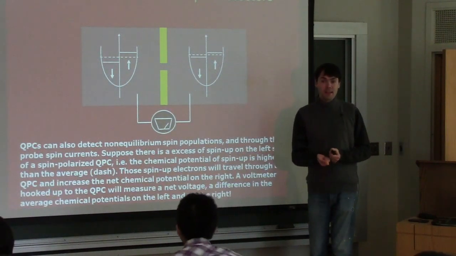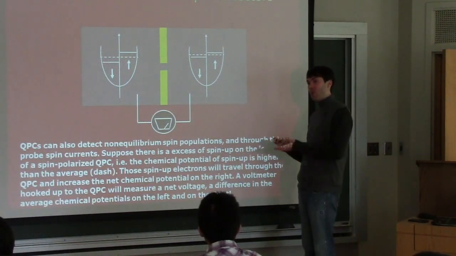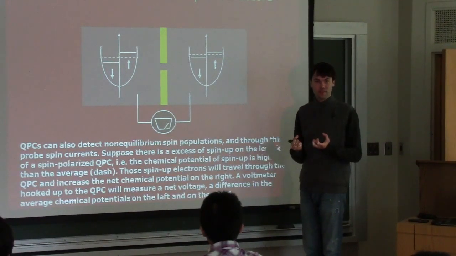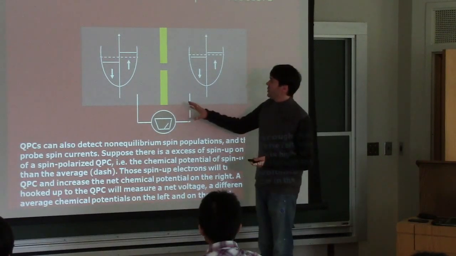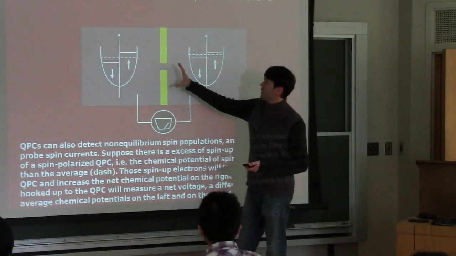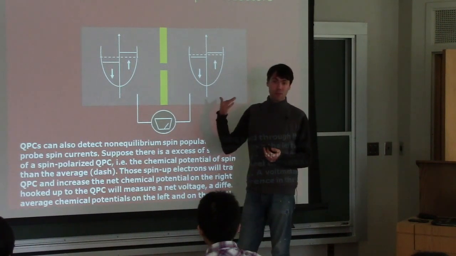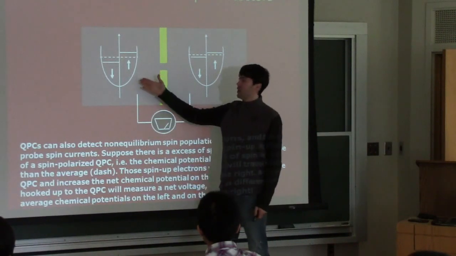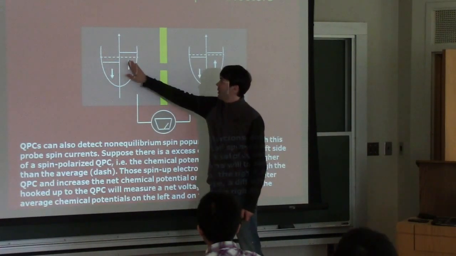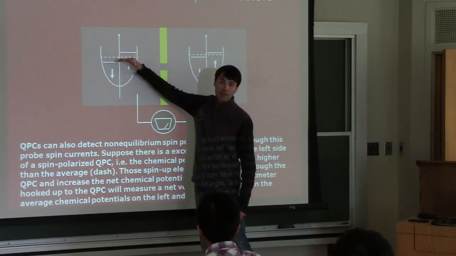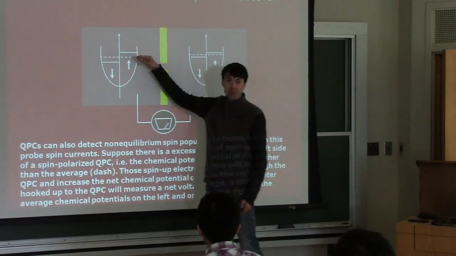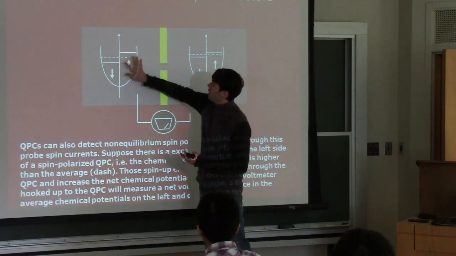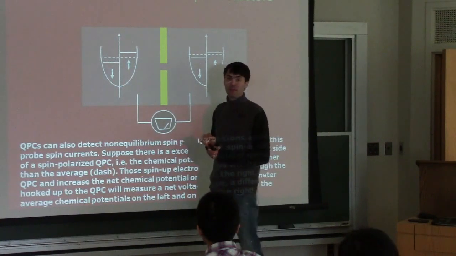Another thing to realize is that in much the same way, this kind of polarized quantum point contact can be a spin detector. So imagine that on the left side of the QPC we have an excess of spin up. Maybe we created it by another QPC. What that means in terms of chemical potentials is that for spin-up electrons, the chemical potential is higher than for spin-down electrons, because there are just more spin-up electrons. So in this non-equilibrium situation, we can think about an imbalance in chemical potentials of spin up and spin down.